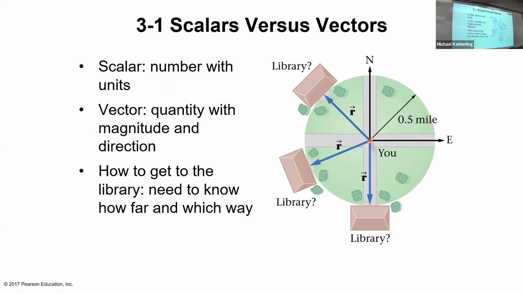So a scalar is a number with a unit. A vector is a quantity with a magnitude, a size, and a direction. So the difference between a vector and a scalar is a direction. So the distance you travel is a scalar quantity. You traveled 5 meters. If you traveled 5 meters north, that would be a vector.